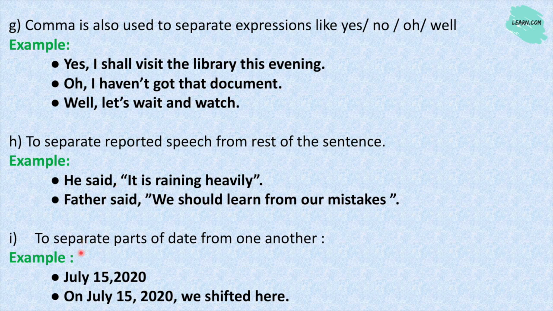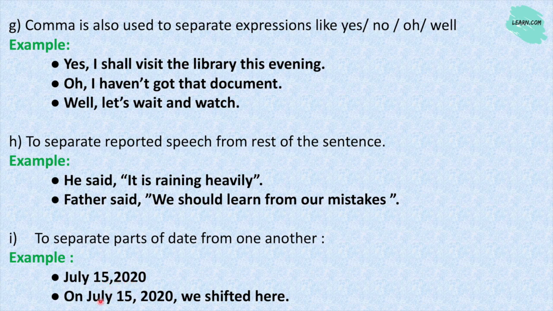Next, the comma is used to separate parts of a date from one another. While writing dates, we can separate the different parts of the date, that is month, day and year, with the help of a comma. As you can see in the example, July 15th, comma, 2020. So we are separating the date and year with the help of a comma.